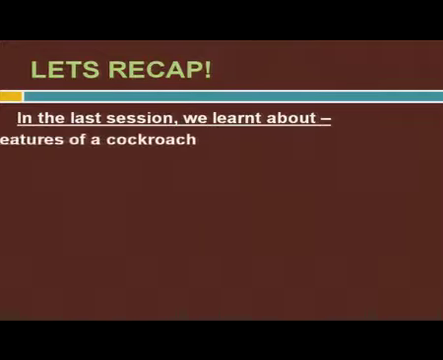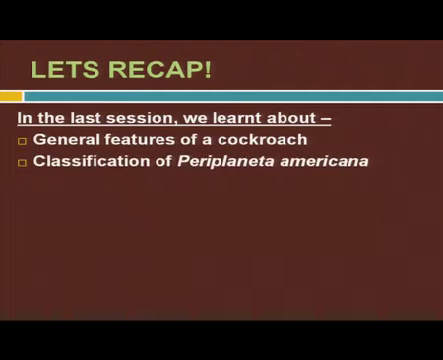Till now we have covered a lot in this topic. Let us have a quick recap for it. In the last session, we learnt about the general features of a cockroach. We learnt about the shape, size, its habit. Then we did the classification of Periplaneta americana.